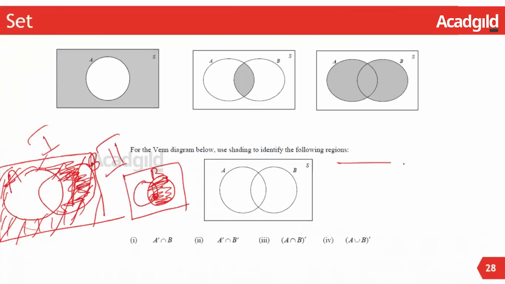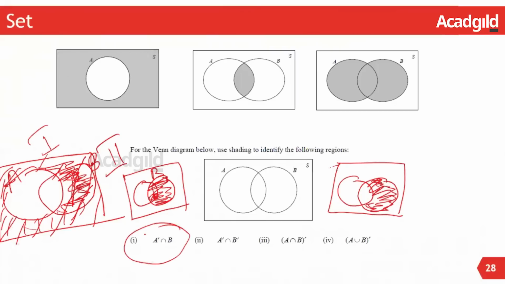So I'll draw another diagram for you. The region common to the first and the second diagram is this region. This region is nothing but all those players in the class who play only baseball and they are not acrobats. So that solves our first question, A complement intersection B. Let's try the second one now.